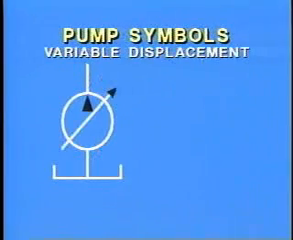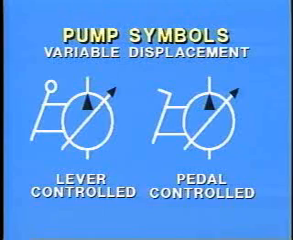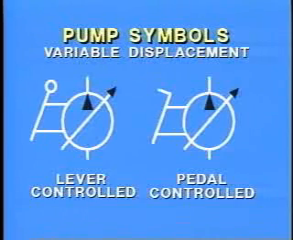A variable displacement pump is designated by drawing an arrow through the pump symbol at 45 degrees. To indicate a variable displacement pressure compensated pump, a small box with an arrow in it will be added to the side of the pump symbol. If the pump is controlled by a lever or a pedal, it will be shown on the side of the pump.